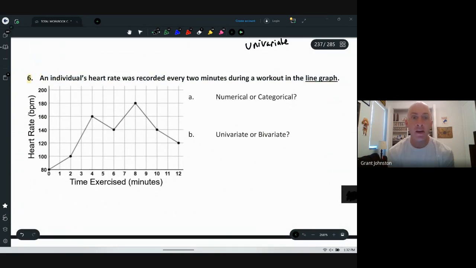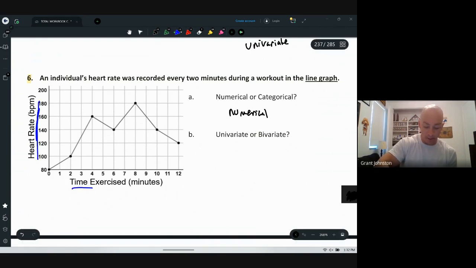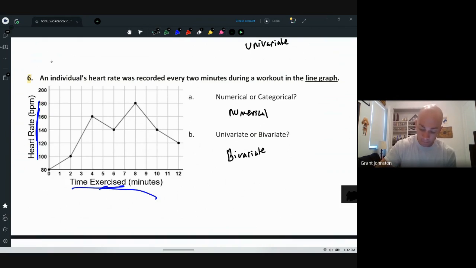Here we have a line graph. It says an individual's heart rate was recorded every 2 minutes during a workout in the line graph. Is it numerical or is it categorical? This is numerical. Look at our variables. We have time in minutes, that's like a count. Heart rate, it's like a count. It's not separating categories. This is numerical. And there's two variables. We have our heart rate and we have our time. So that means it's bivariate. So line graphs are numerical bivariate.